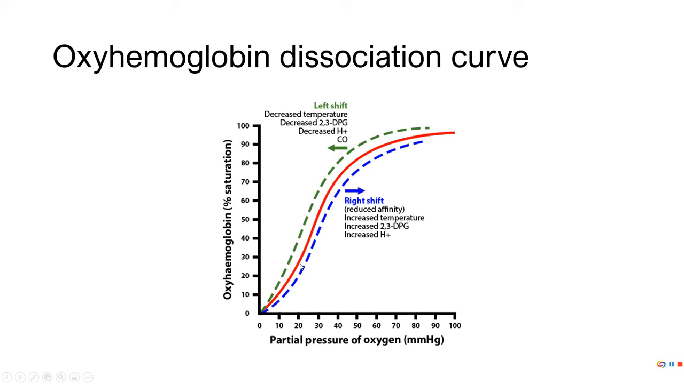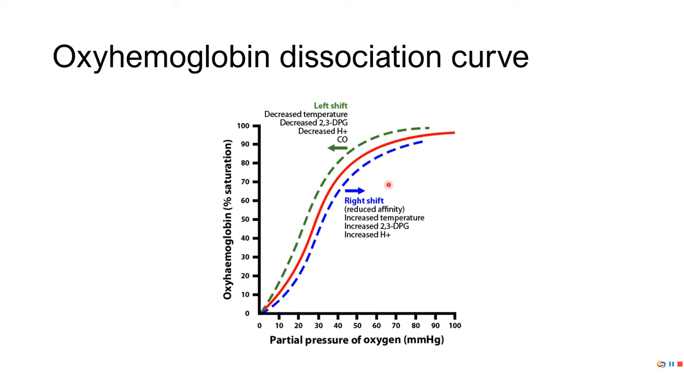Okay, notice that this curve is sigmoidal in shape. Okay, and so we've got this steep part and then we've got this flat part. Now we are typically at about 100 here, which corresponds to about 95, 96, 97, 98%, somewhere in there. Now, as you can see, we can shift this curve right or left.